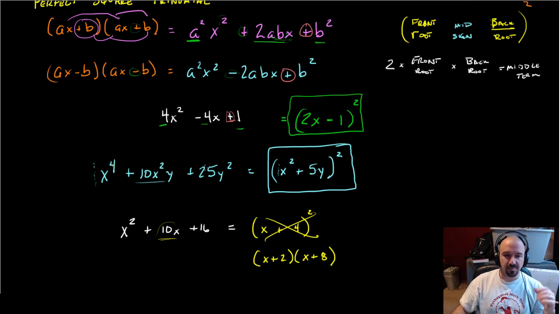Okay, that's in order. Then the next thing is you're going to want to factor out the greatest common factor. None of these had a greatest common factor other than 1. That's not always the case. Do that first. It'll make your life a lot easier.